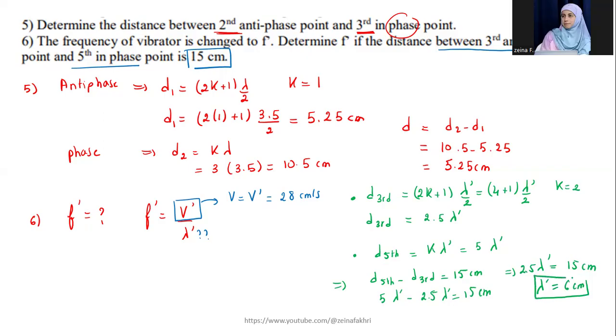And so we found lambda prime. Now, once we found lambda prime, I can calculate the frequency. So the question was the frequency. I can take the same speed, since V does not depend on the source, but on the medium. So it depends on the medium. So f prime is equal to 28 over lambda prime, which is equal to 6. Then I can get the answer: f prime is equal to 4.66 hertz.